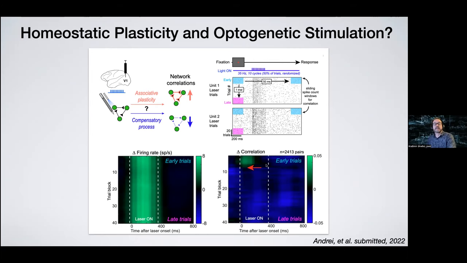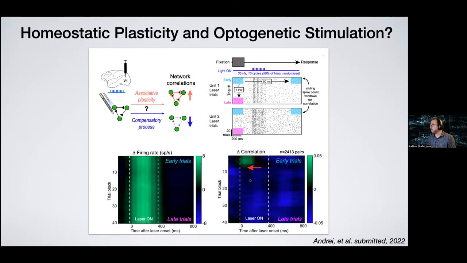But if you look at the correlations, they are relatively high, significantly positive. It's around 0.05. Remember, correlations are never really huge in cortex, so they're about 0.05, maybe up to 0.1. They go up to 0.1 in early trials, in the first five to six trials. But with more trials, the correlations go down. So something happens in this network where the laser keeps activating these cells, but the firing during the laser on phase becomes more and more uncorrelated. It's a little less clear what happens after the laser is on.